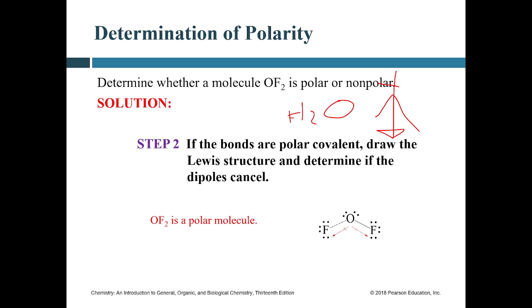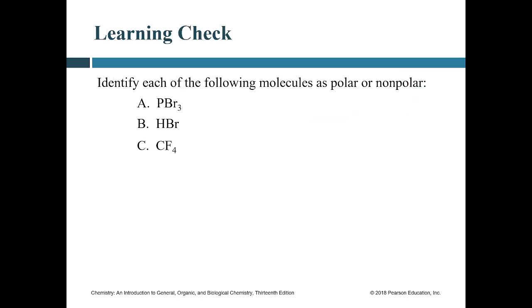So the next part is, once you figure out if there's going to be a bond dipole, you need to figure out if there's going to be a molecular dipole, right? That's where you need to get into the three-dimensional VSEPR. In this case, we're bent. That means they can't cancel out. There has to be an overall dipole, doesn't there? Okay, let's try the next one. Identify each of the following molecules as polar or nonpolar.